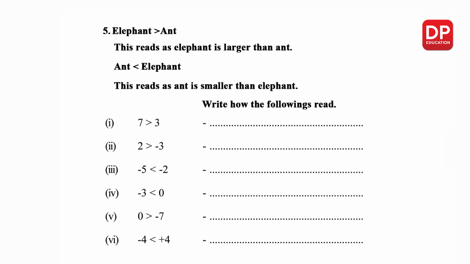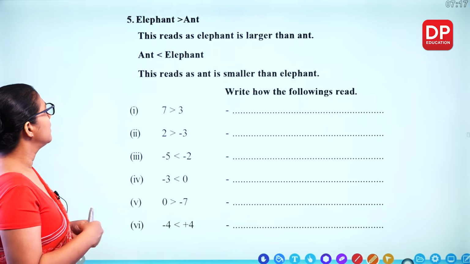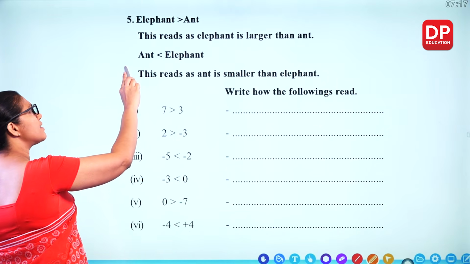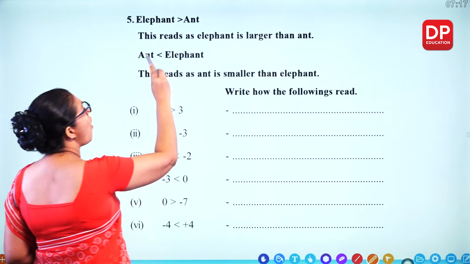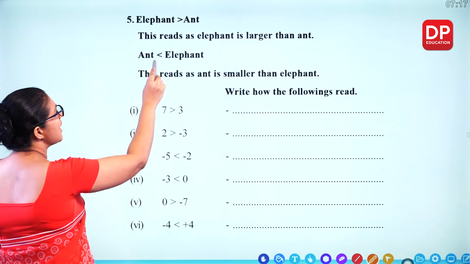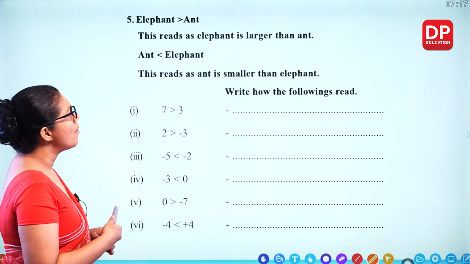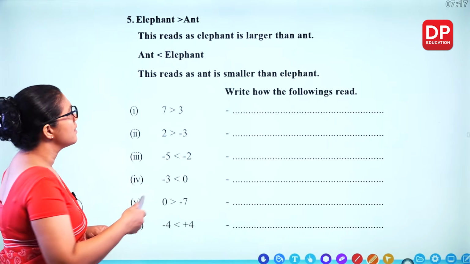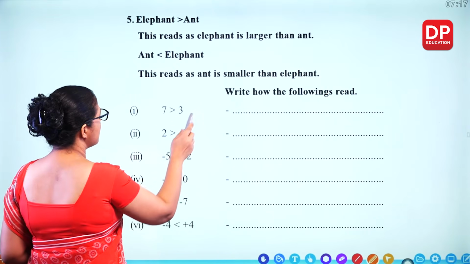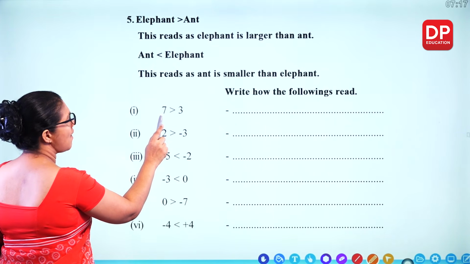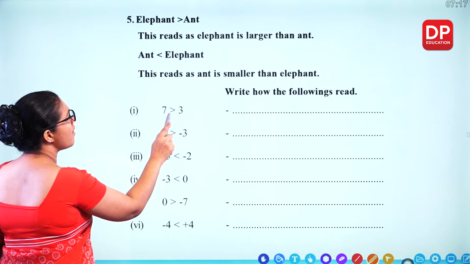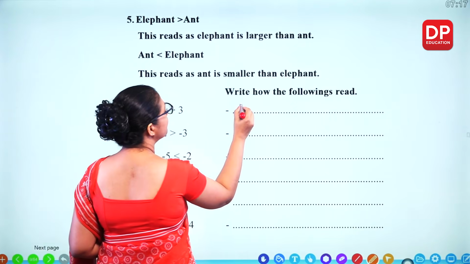Look at this statement. Elephant is greater than or larger than ant. This means ant is less or smaller than, we can say smaller than elephant. Now write the following ones in words.